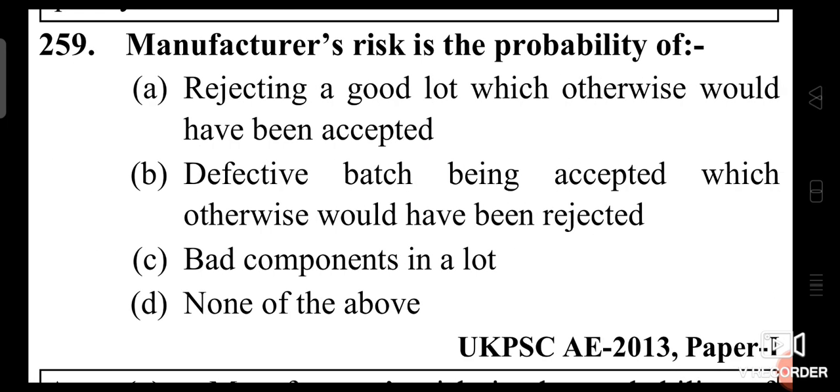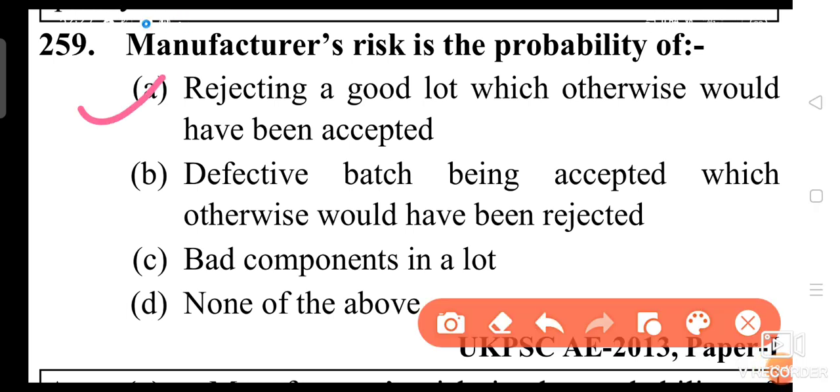Next, manufacturer's risk is the probability of rejecting a good lot which otherwise would have been accepted, because in lot sampling, only one lot and one sample is collected by the inspection team, and the whole product is decided on the basis of that sample.